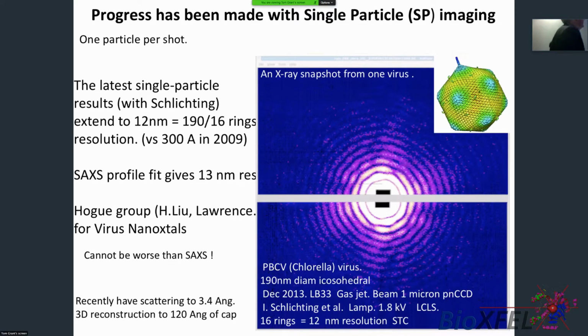How far have we got with that? Well, here's a virus, and here's its diffraction pattern. And this was worked with Ilme Schlichting a few years ago, and it's pretty good. You see lots of rings. The resolution is approximately equal to the size of the virus divided by the number of rings. And I think I counted 16 rings here. So that would mean we had about 120 angstrom resolution. And if you divide the size of the virus by 120 angstroms, you get the number of pixels on a side. Now this, of course, is far worse than is possible with cryo-EM.